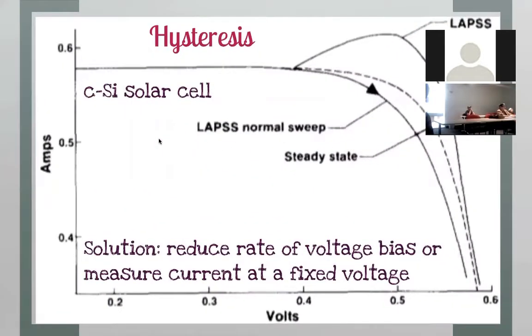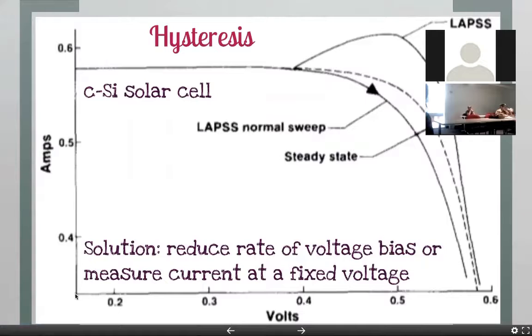One of the most common things you see is called hysteresis. Hysteresis basically means the following. Again, this is the bias voltage, and this is the current in amps. This is our example for a crystalline silicon solar cell. Let's say you start at a voltage of zero, which is a short circuit, and you start increasing the voltage. The current stays flat for a while, then it starts going down as expected. So this is your normal curve.